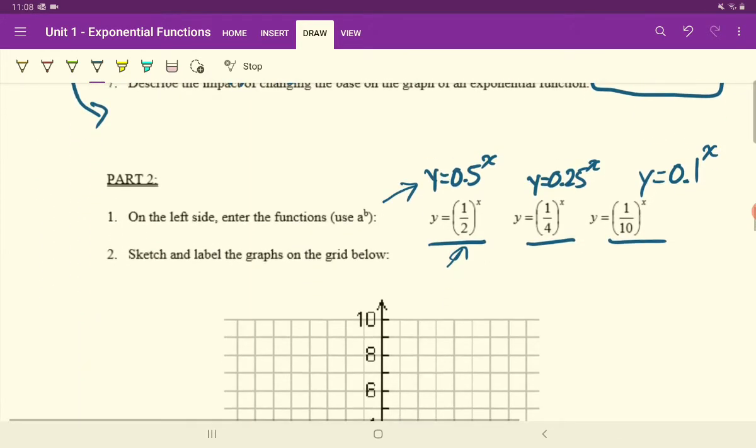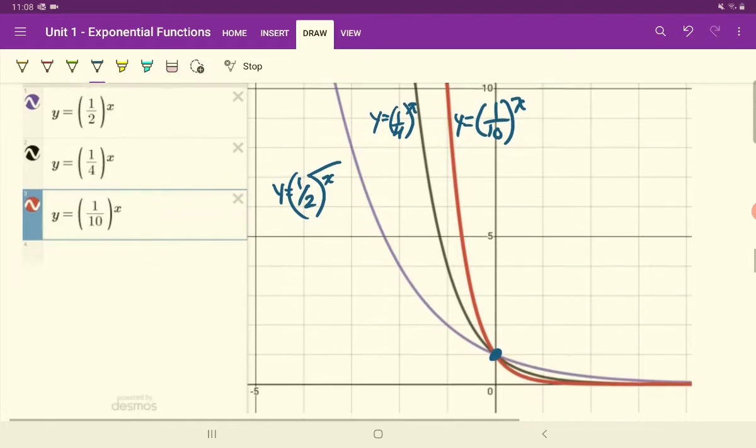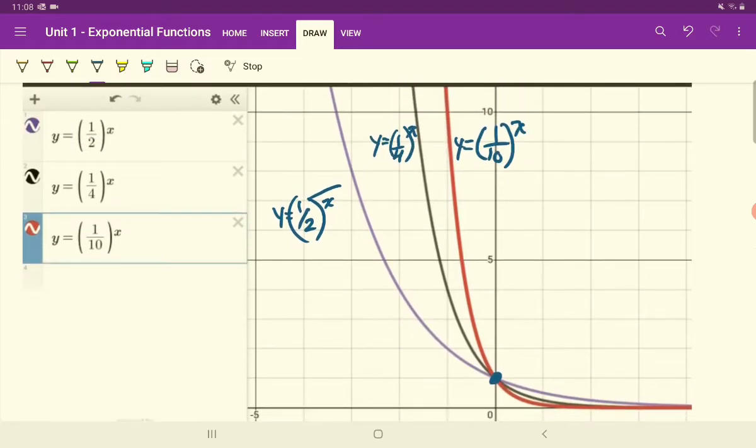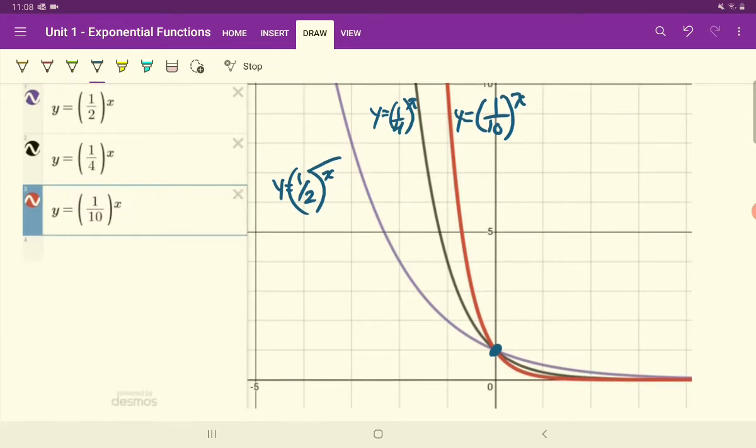And the same applies down here. It doesn't matter if it's a fraction. Anything to the power of 0 will equal 1. Any values to the power of 0. So they all have a (0, 1) point, which is your y-intercept, where x is 0, y is 1.